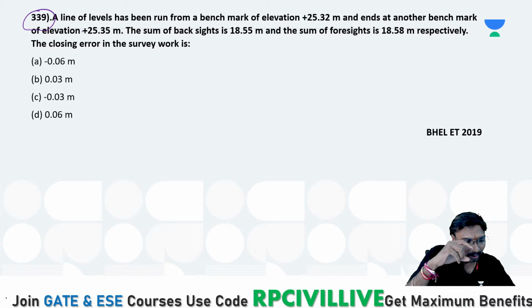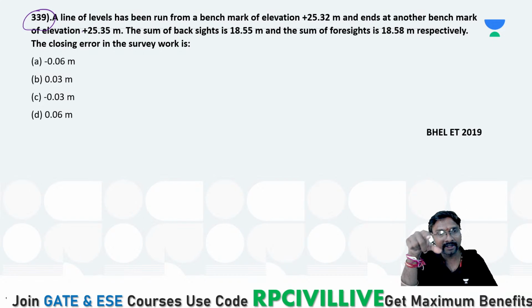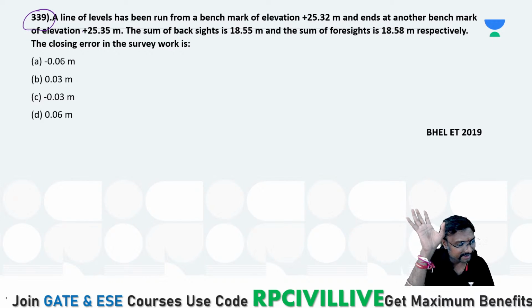No need to do minus, right? Because it is an inverted staff reading and we wanted to get the reading of the top of this tunnel now. So we just have to add it, right? If you are placing the staff in an inverted manner, we have to do it minus, absolutely. Yes, minus foresight.